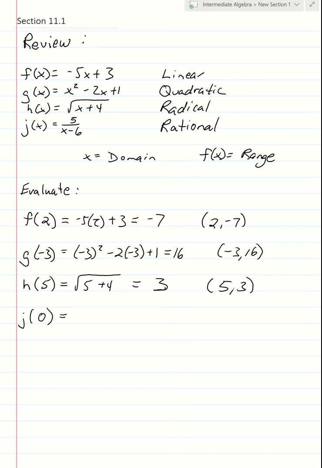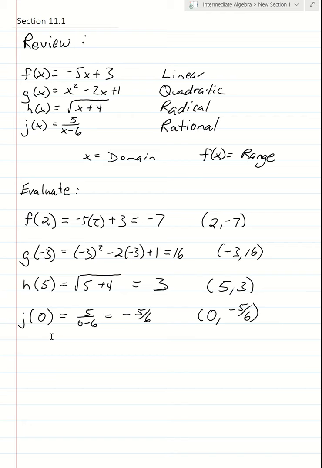And lastly, let's evaluate the function j when the x value is 0. In doing so, remember, we would plug 0 in. And once again, when you simplify, you get negative 5/6. So our ordered pair would read (0, negative 5/6). And that's just one major thing that we have done so far with functions. We evaluated them at a particular x value.